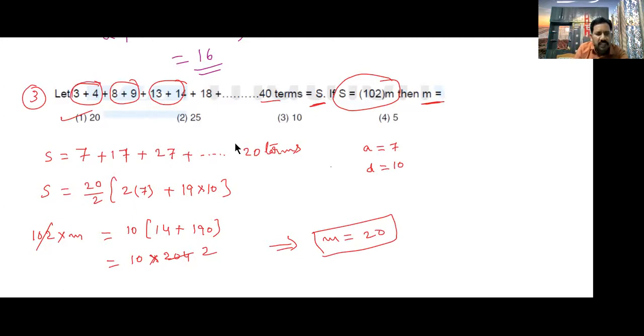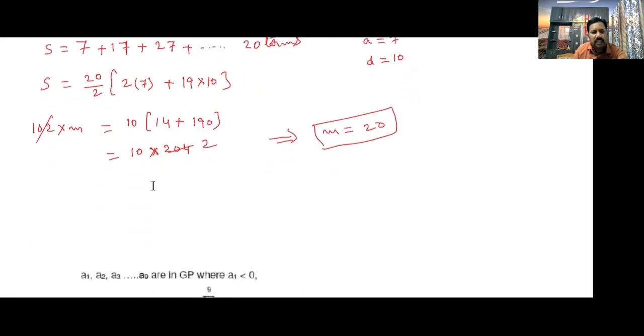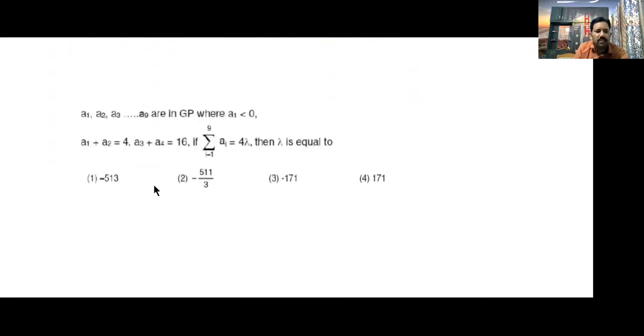It is easy when you take the 2 terms as 1 unit, otherwise it is lengthy. Now see the fourth question.